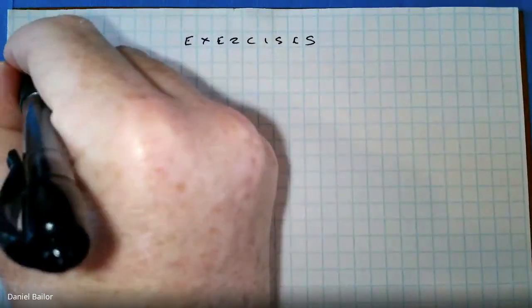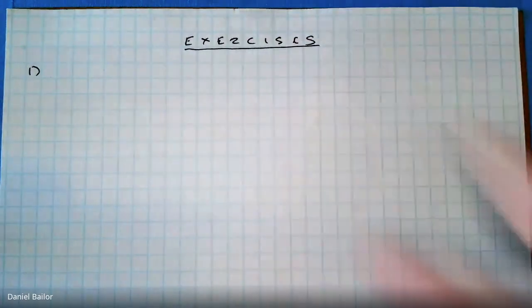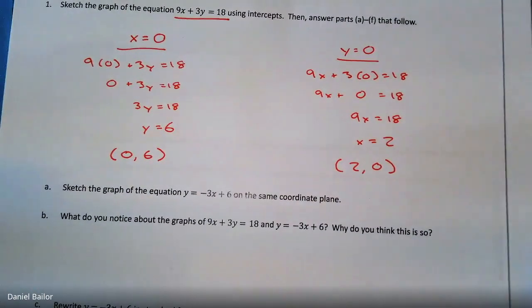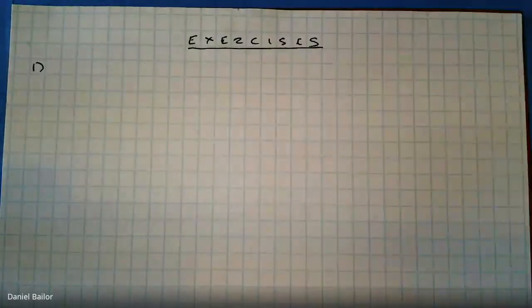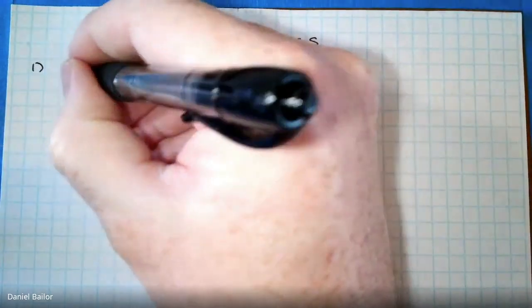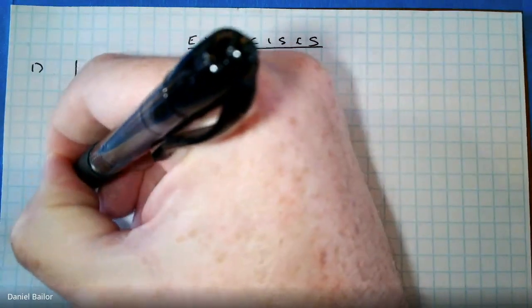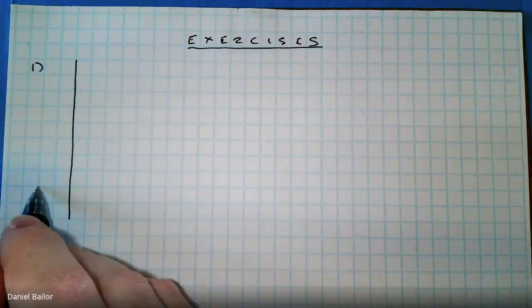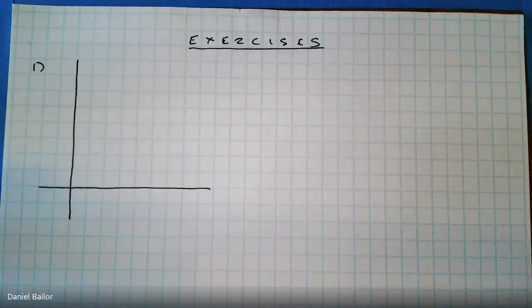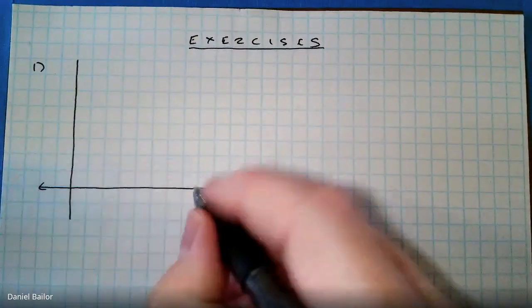And we are on exercise 1. So I need to graph intercepts (0, 6) and (2, 0). So let's do it this way. I'm going to go up about that many. I'm going to go right about that many because all my coordinates are positive, so this should work.